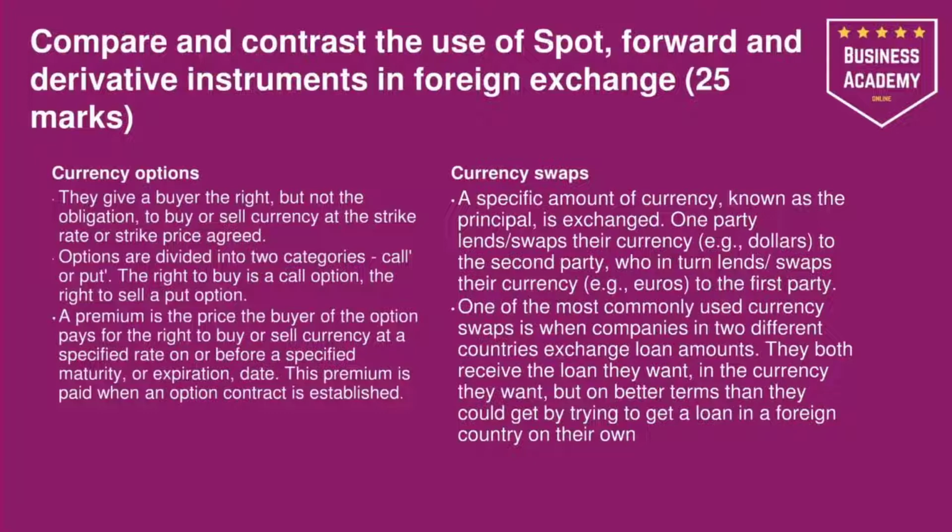And it gives you the right to buy or sell currency at that specified rate on or before a specified maturity or expiration date. What that means is that the option will expire at a certain point. And in the US, you can use your option at any point before maturity. In Europe, it's only at the expiration date that we can do anything with it. But this premium is paid when an option contract is established. So I take out an option to buy or sell dollars. I pay my $2 premium to be able to do this.